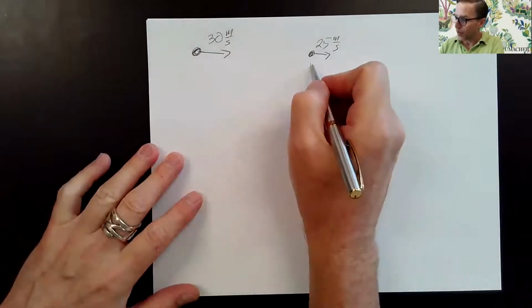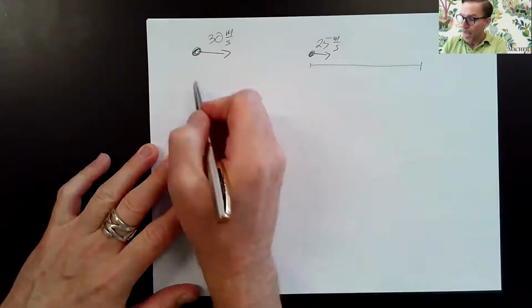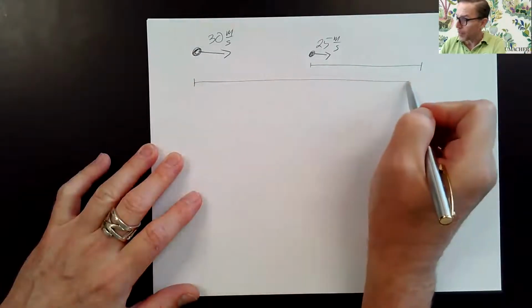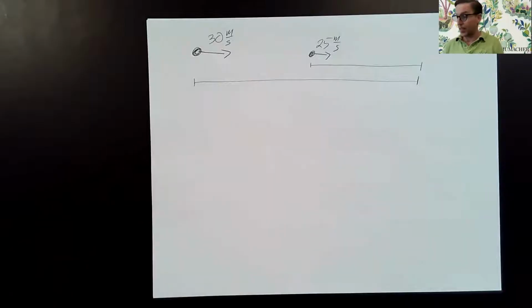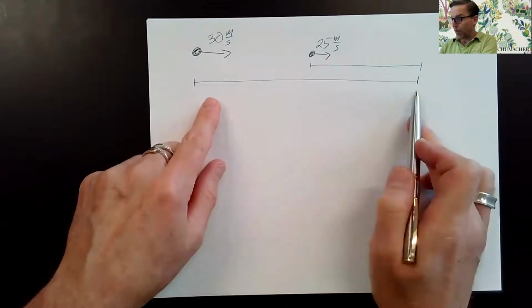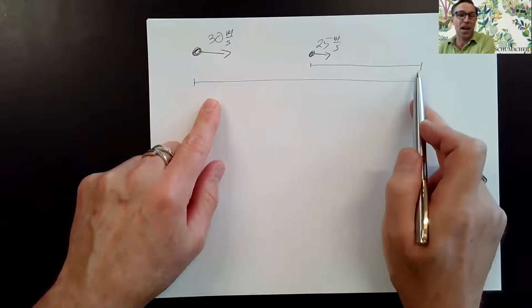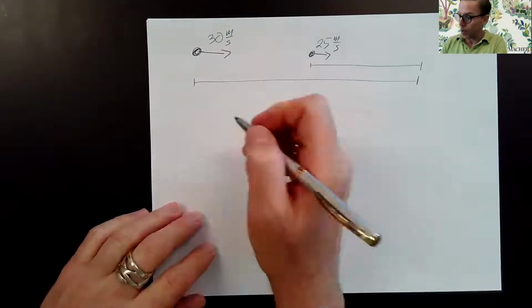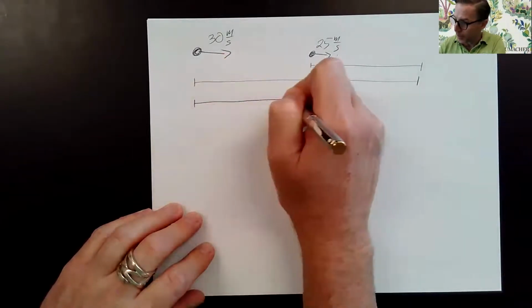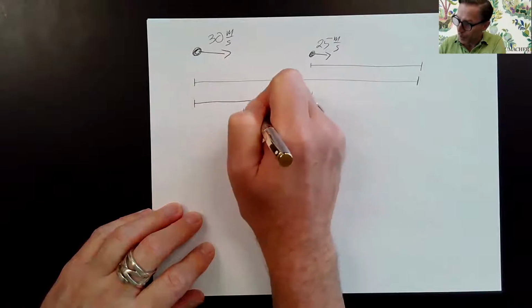And then this one's going to travel some distance and stop. And this one's going to travel some distance and stop. And I don't want them to travel the same distance and stop. I want this one to travel farther, and I want them to stop right at the same place. Now, this problem says at the moment that the cars are 40 meters apart. So this distance is 40 meters.